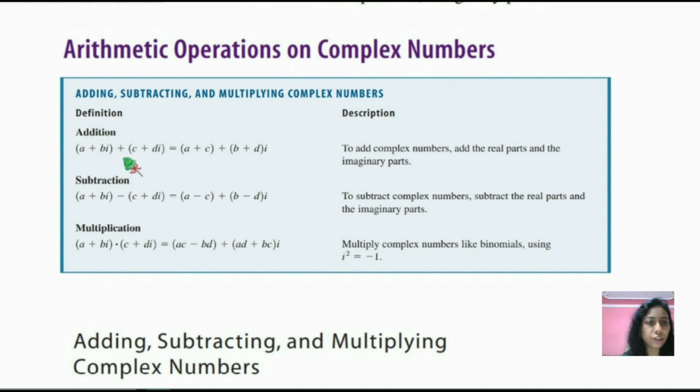So, the definition of addition: if you add two complex numbers, you add the real parts a and c, and the imaginary parts b plus d, i. Same rule for subtraction: if you subtract two complex numbers, subtract the real parts and subtract the imaginary parts. When you multiply, you get ac minus bd, plus ad plus bc i, where i squared equals minus 1. In my last video I showed you how we got this.